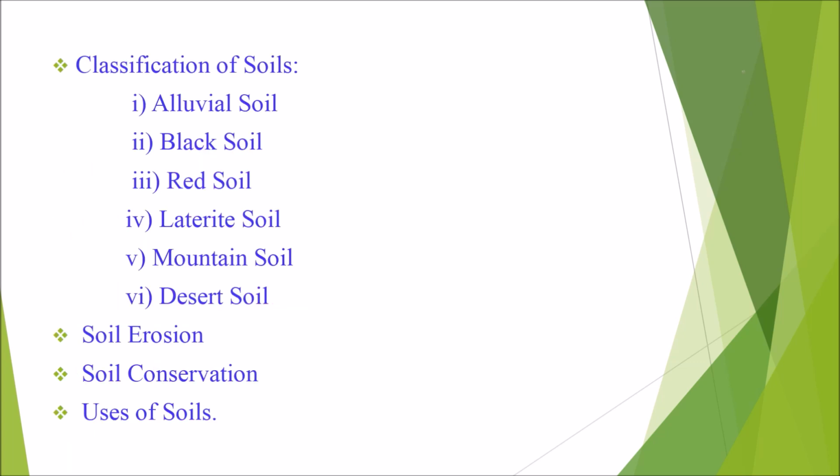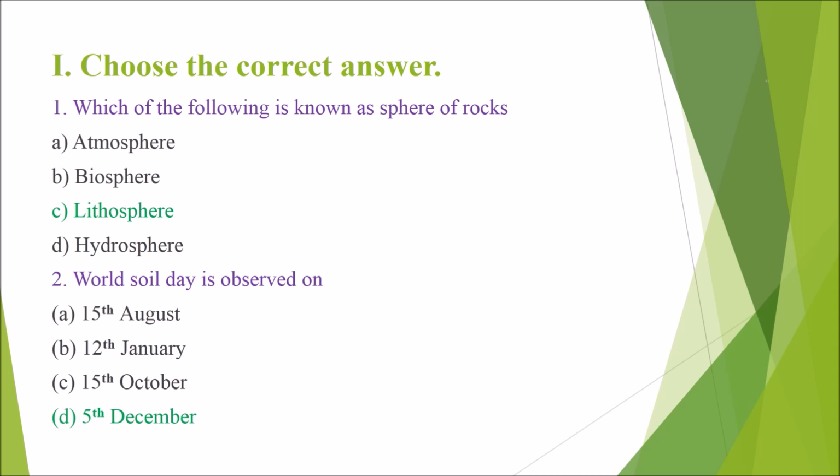Classification of soils. Under this, we have alluvial soil, black soil, red soil, laterite soil, mountain soil, desert soil, soil erosion, soil conservation, and finally we have uses of soils. Now we are going to revise the book back questions with answers.